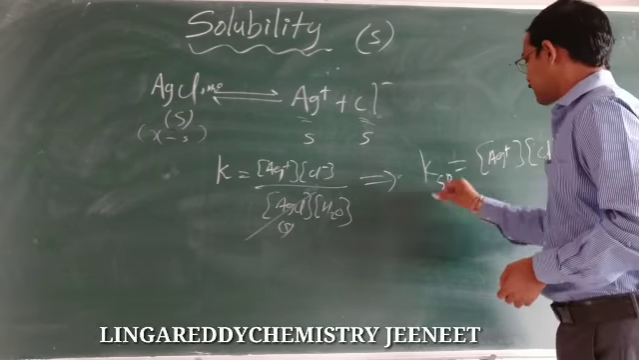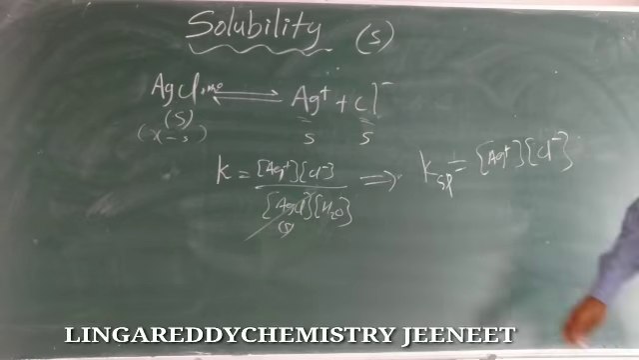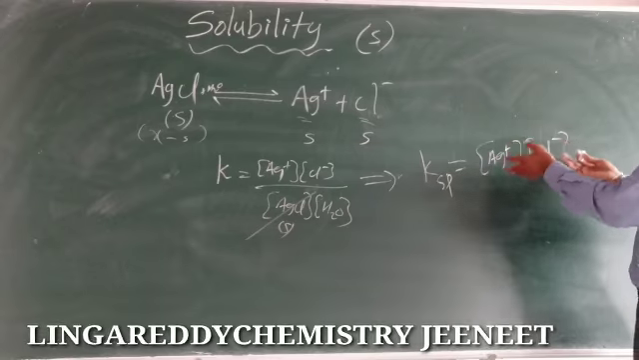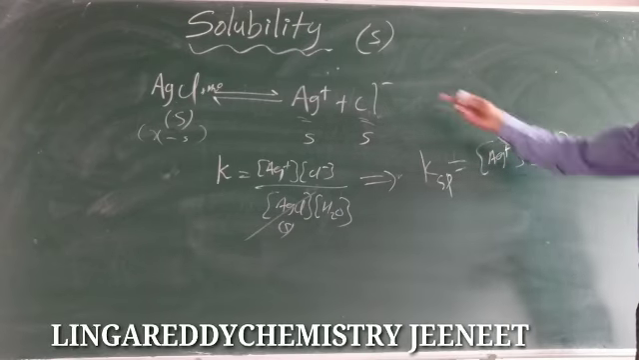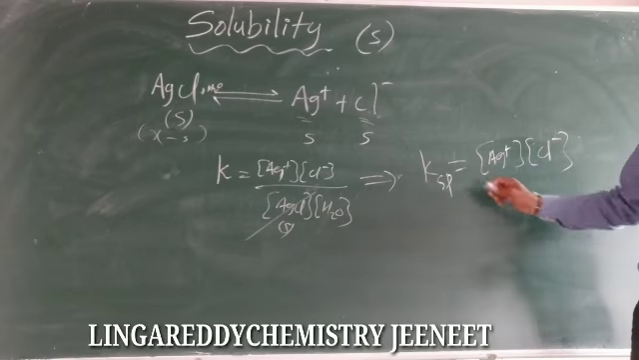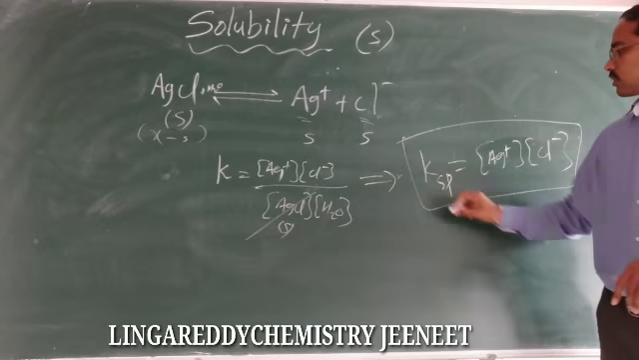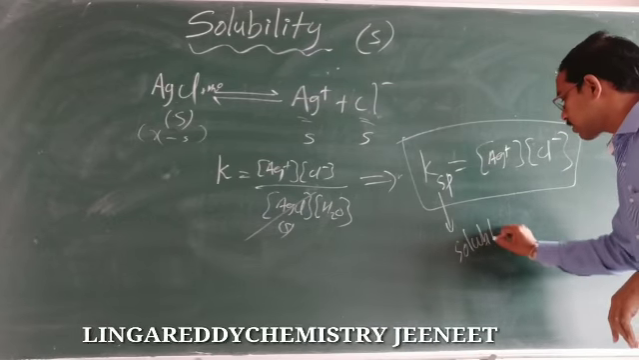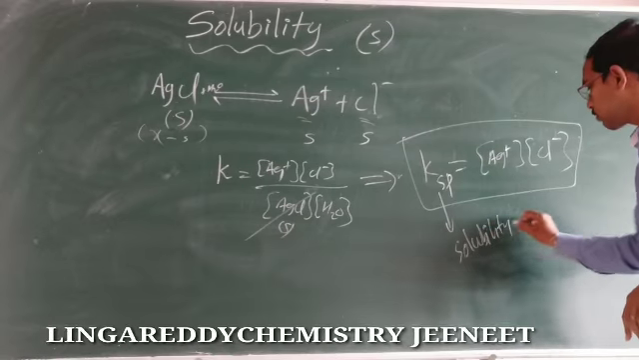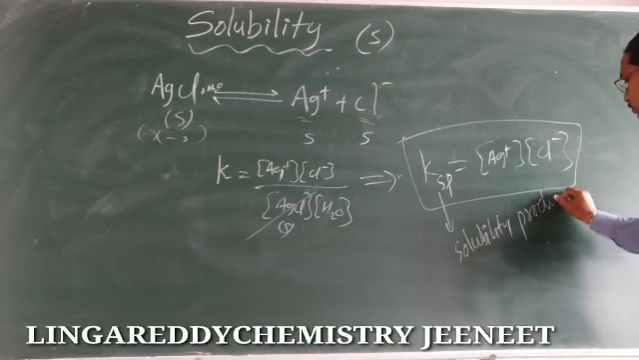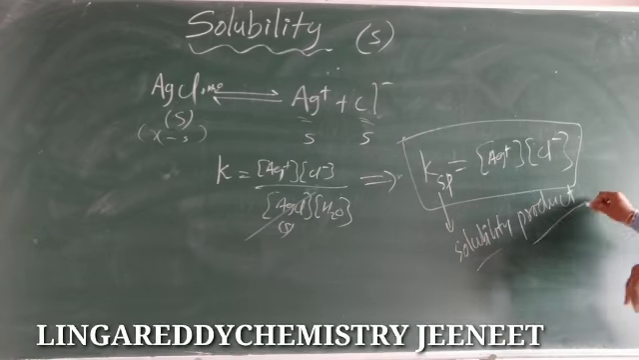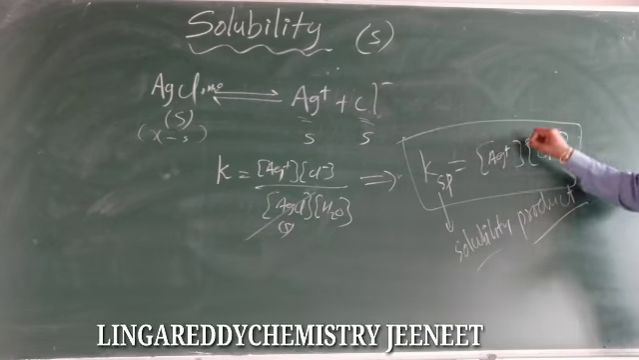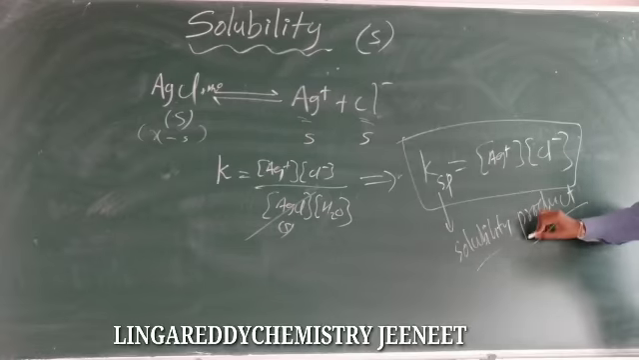This is known as Ksp, the solubility product. Why product? Because it is the product of the ions. This is one formula. Write it here: Ksp is the solubility product. Definition: the product of ions in the aqueous solution is the solubility product.